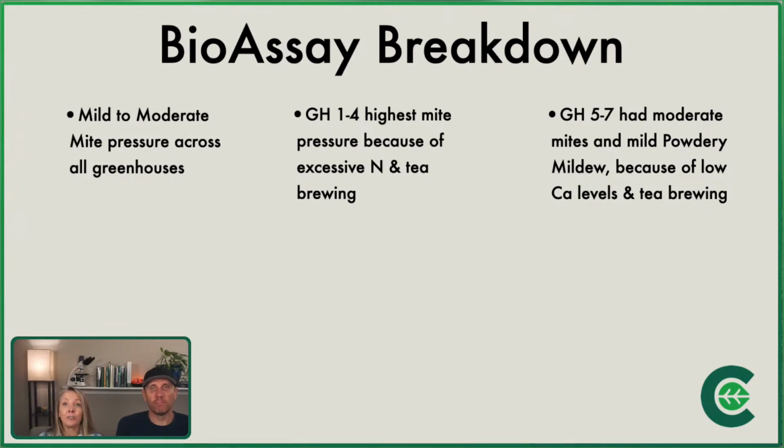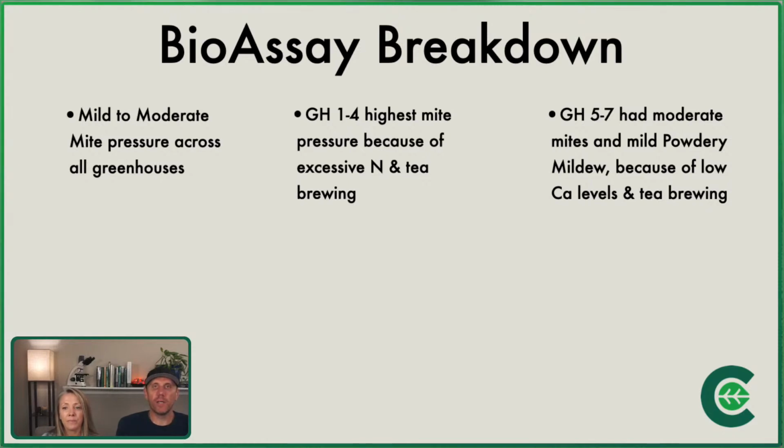And then greenhouses 5 through 7 had moderate mites and mild powdery mildew because of the low calcium levels and, again, the tea brewing practices that were implemented there as well. So it's important to understand that there's biological factors that drive pest and disease manifestations, and then there's also soil chemistry or nutrient balance phenomena that lead to above ground pest and disease issues.